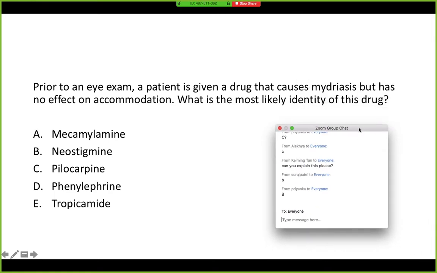So prior to an eye exam, a patient is given a drug that causes mydriasis but has no effect on accommodation. What is the most likely identity of this drug? Yeah, so the correct answer here is phenylephrine. Can somebody explain why E is not correct?